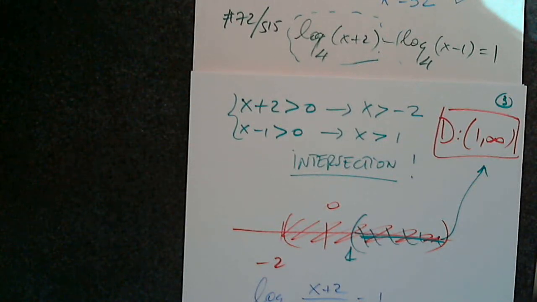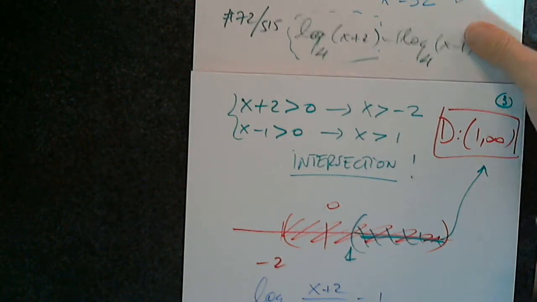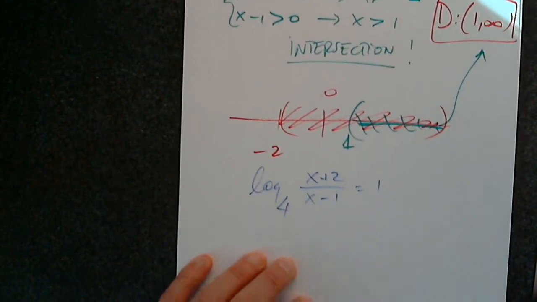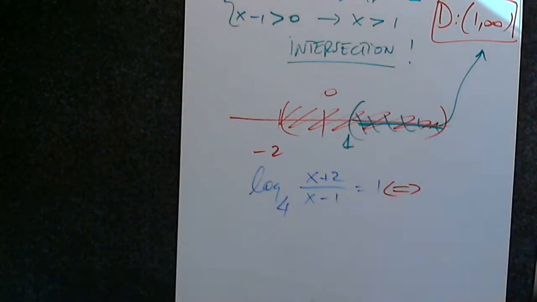Would it? Your domain was 1. Let's say x equals 1. But it can't be 1 because it's in parentheses. Never mind, that's okay. Good. So now we are ready to change this into an exponential equation. Please tell me how to change this into an exponential equation.